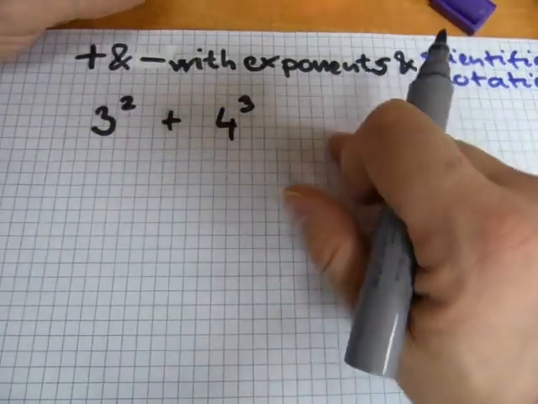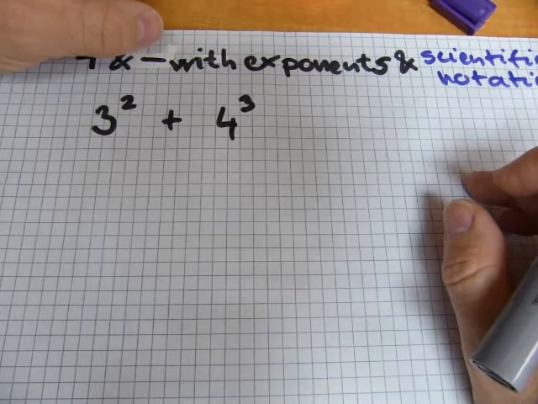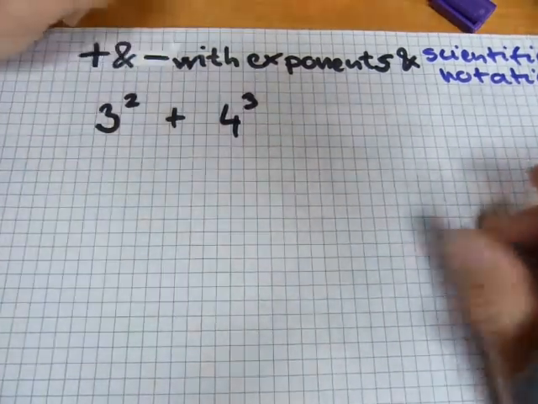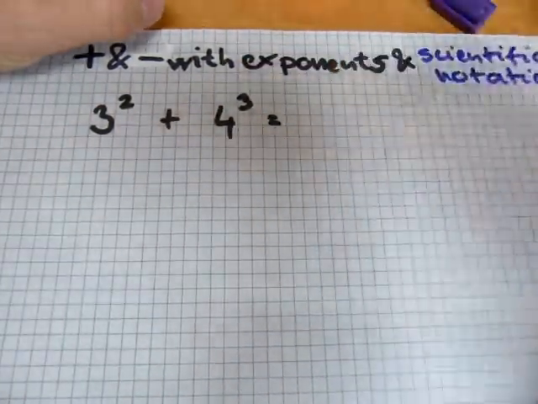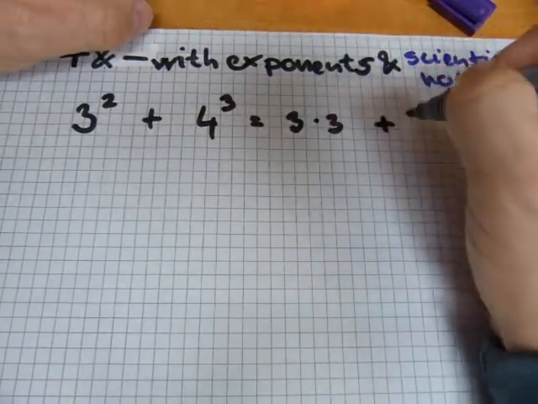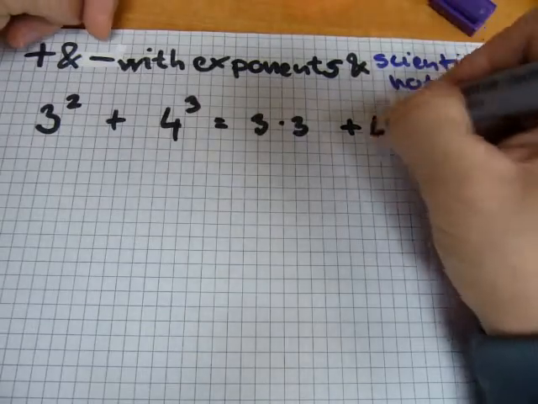4 plus 3 is 7, 3 plus 2 is 5, it's not 7 to the power of 5. Okay, that's what doesn't work. What does work is 3 to the power of 2 is 3 by 3. And to this you have to add 4 to the power of 3, which is 4 by 4 by 4.